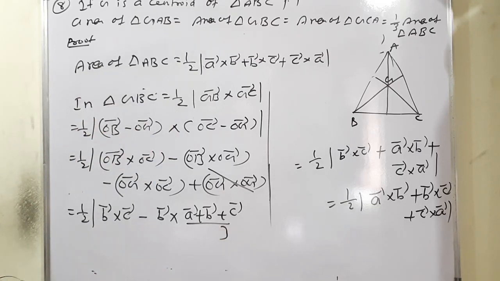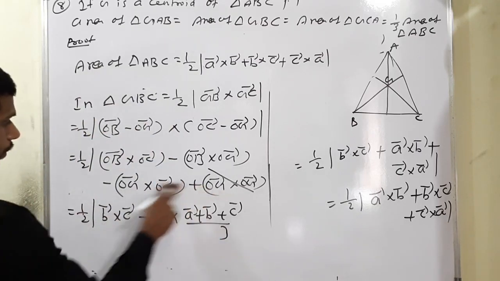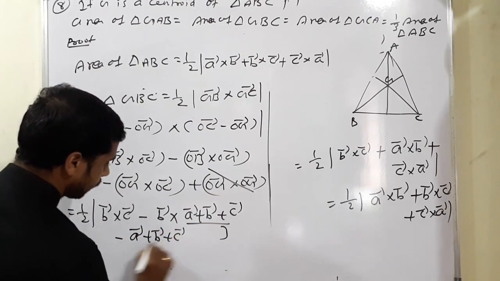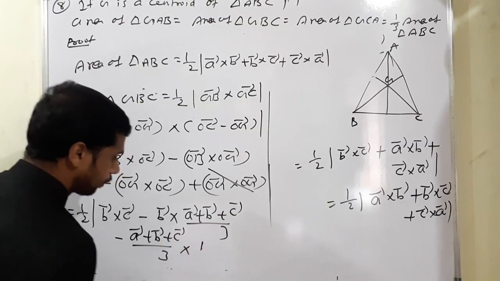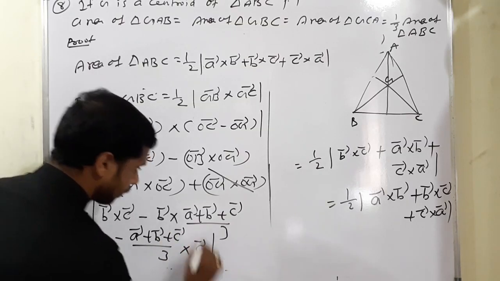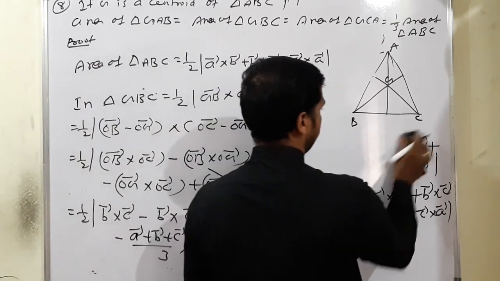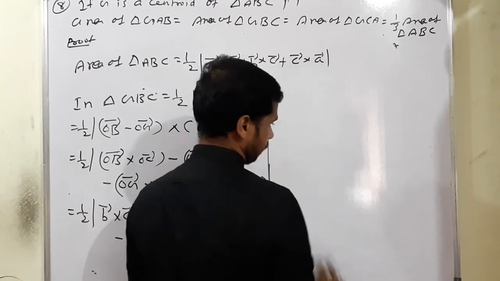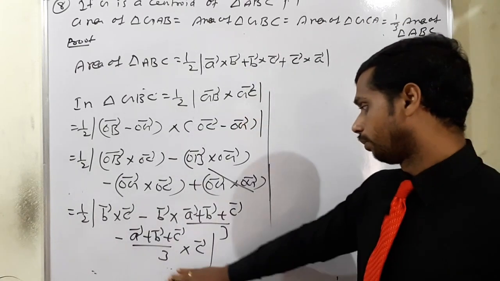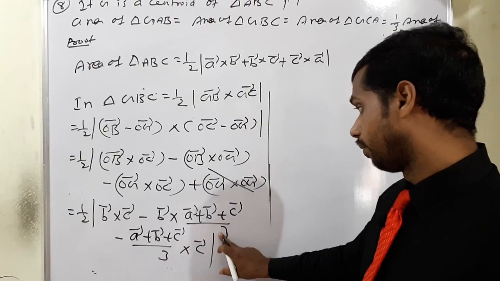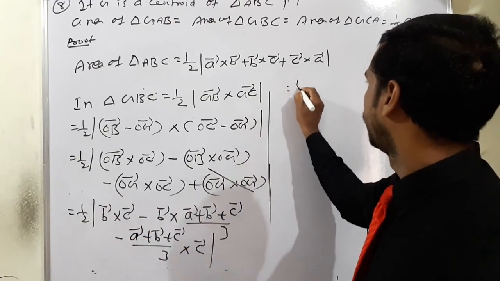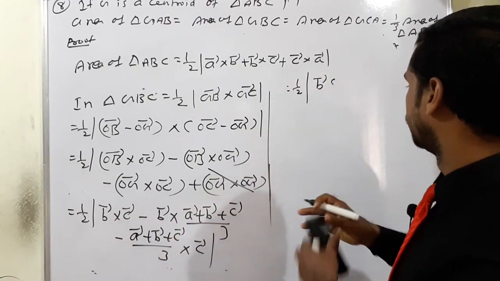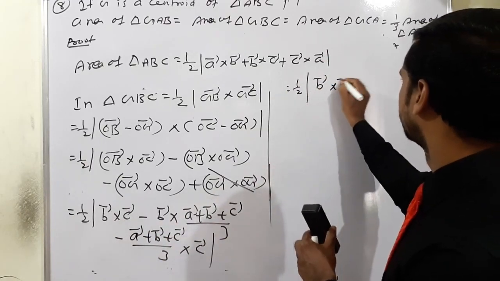Next condition, last term 0 here, minus OG vector means A vector plus B vector plus C vector by 3 cross OC vector means we can write it C vector. Can simplify. This is one of the important lines. This is not a cube, this is divided by 3. Outside 1 by 2 is there, modulus of B vector cross C vector as it is, okay. B vector cross C vector as it is.